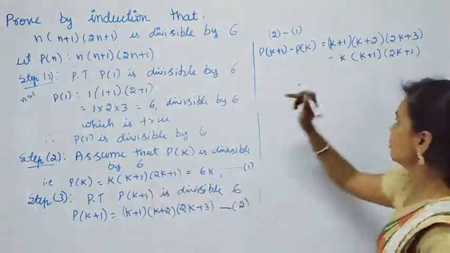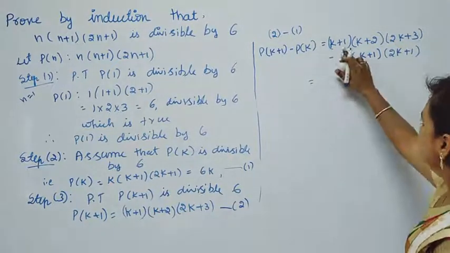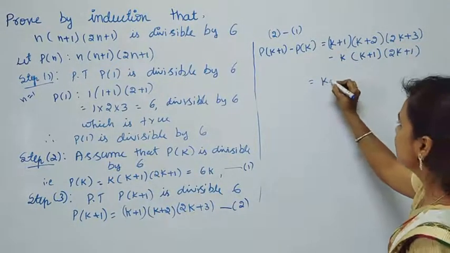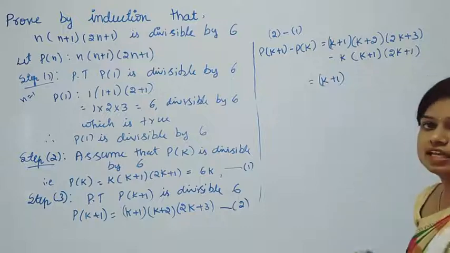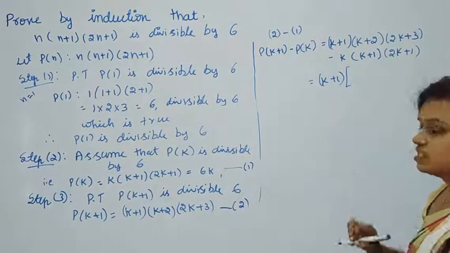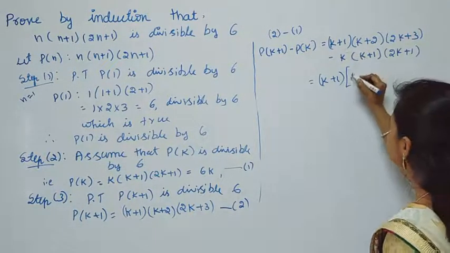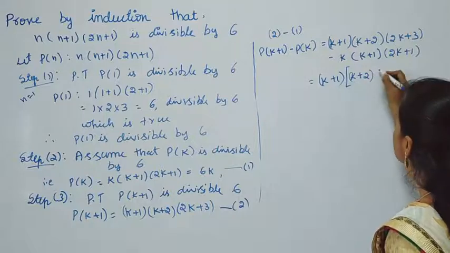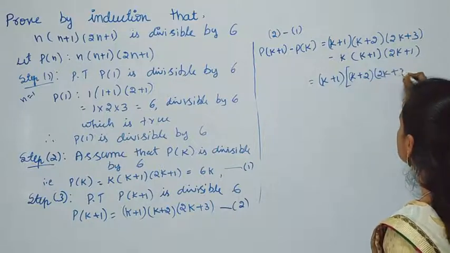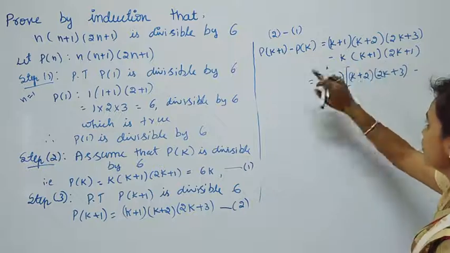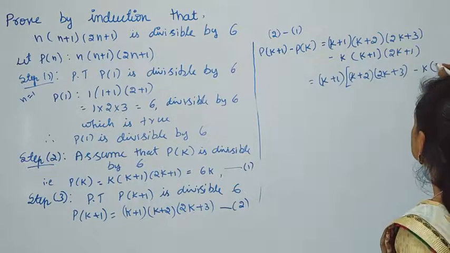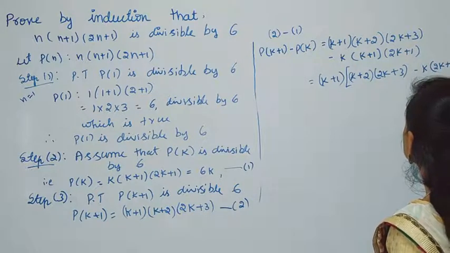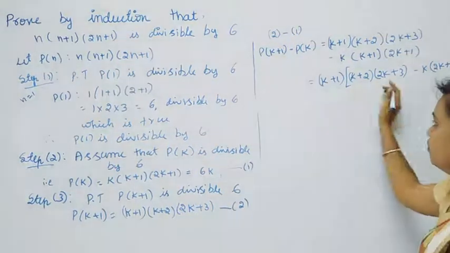Okay. So next, here what is the common term? k plus 1 is the common factor. So take k plus 1 as the common factor. Then the remaining terms are k plus 2 into 2k plus 3 minus, so k plus 1 common, then the remaining k into 2k plus 1. Right, now simplify this one.